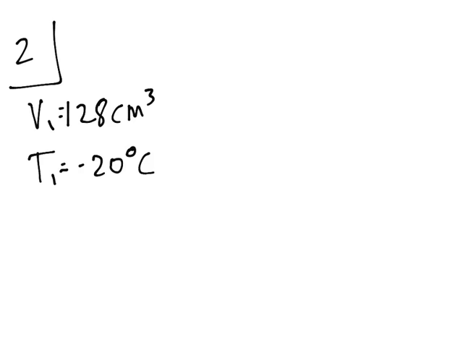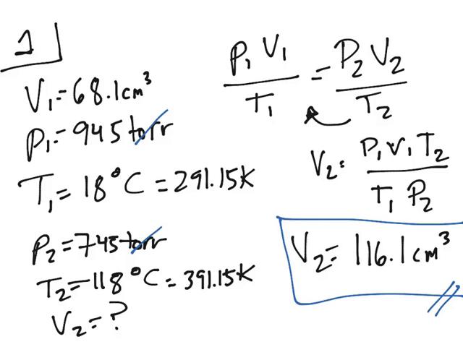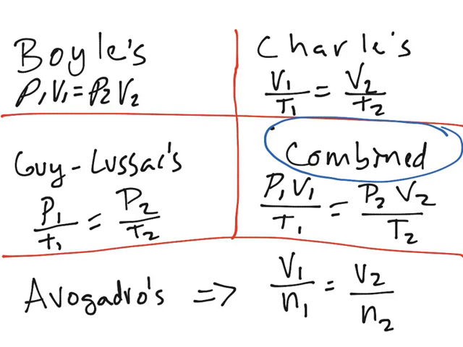To what temperature must the gas be heated at constant pressure if the final volume is to be 214 centimeters cubed? So they're telling us the volume 2 is 214 centimeters cubed, and they're asking to what temperature it must be heated for it to reach that volume. So T2. Now let's go back and see which equation has V1 and T1, or volume and temperature, as its variables. So we have Charles's law.